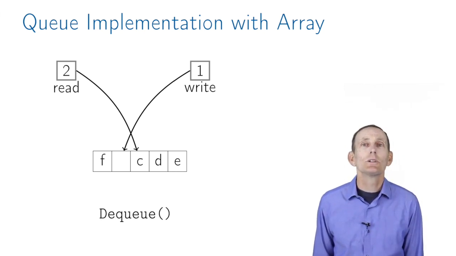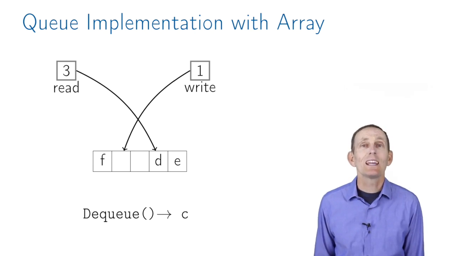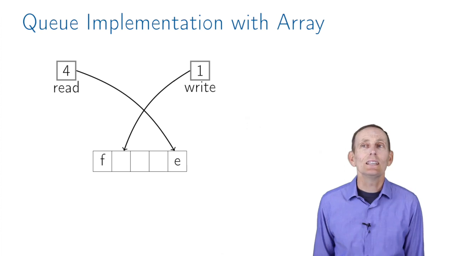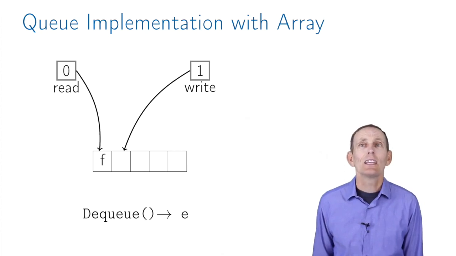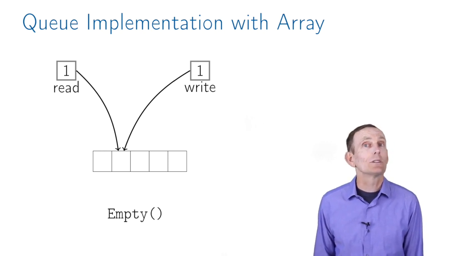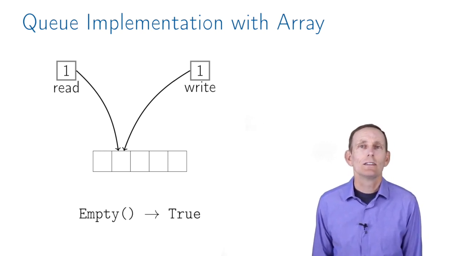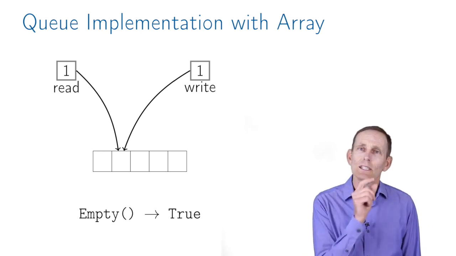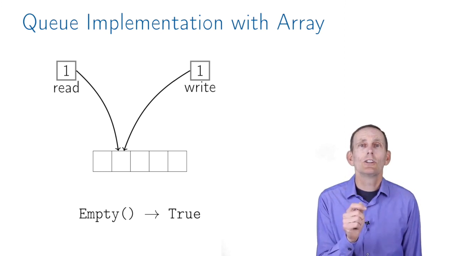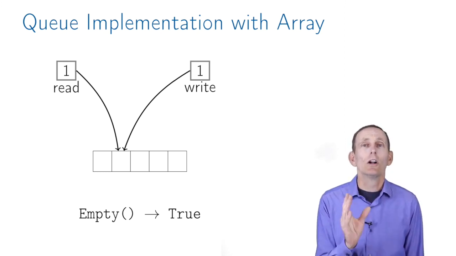Now we'll dequeue, so we'll dequeue C, basically reading from the read index and updating it, dequeue D, read from the read index and update it, dequeue E, and here again the read index wraps around back to 0. And now finally we do our final dequeue, and now the read and write index are both 1, which means if we ask whether the queue is empty, the answer is yes, it is empty. So what we see here is that the cost for doing a dequeue and an enqueue, as well of course as empty, are all order 1 operations with this array.